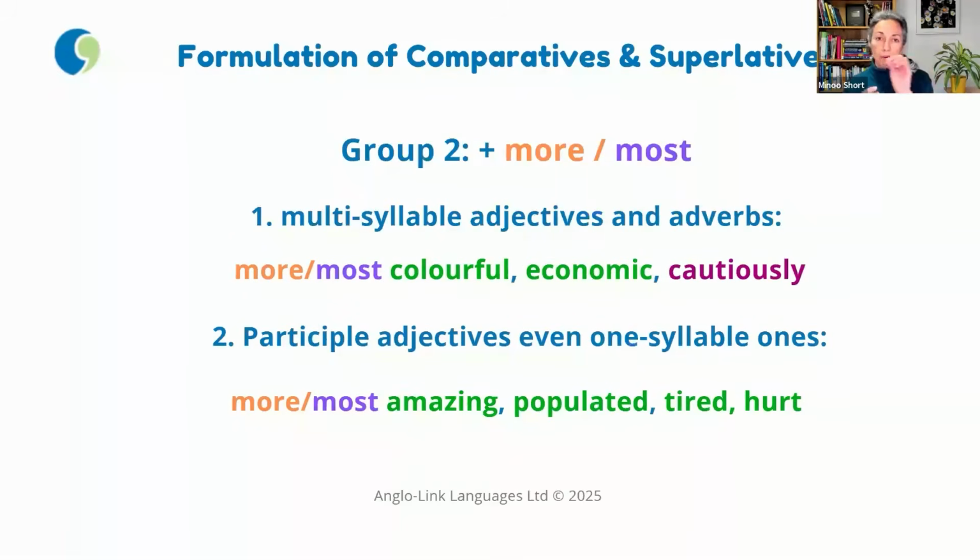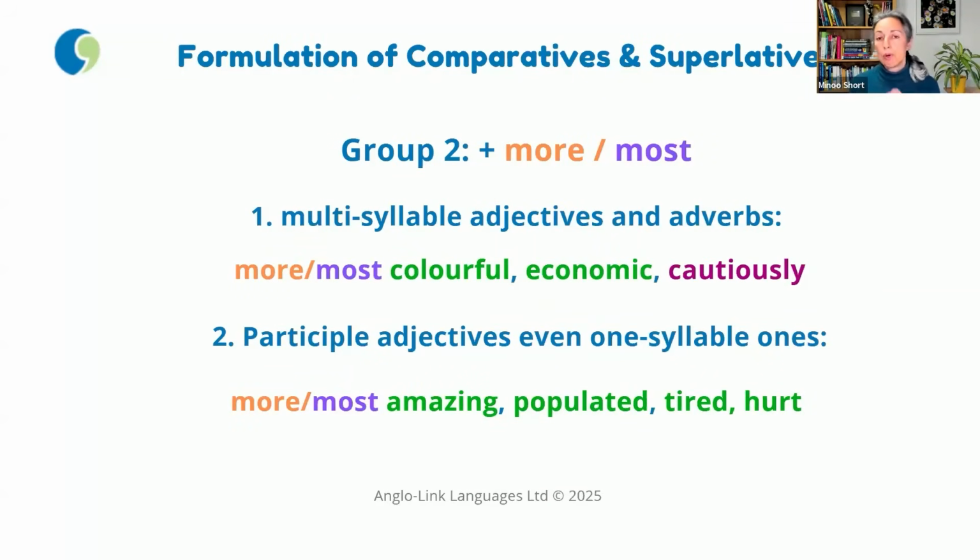Now the other group doesn't take ER, EST. They take more or most before the basic adverb or adjective. And the main category is multisyllabic adjectives and adverbs. So more than 1, especially 3, 4, etc. So colorful, 3 syllables. Economic, 4 syllables. Cautiously, 3 syllables. Therefore, when we form the comparative or superlative, it's with more and most.